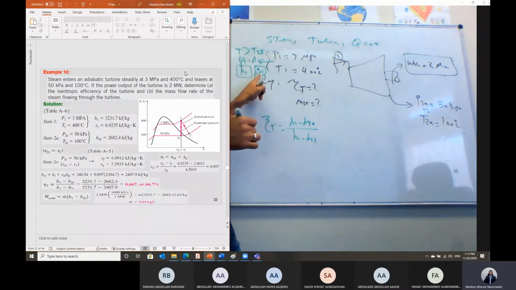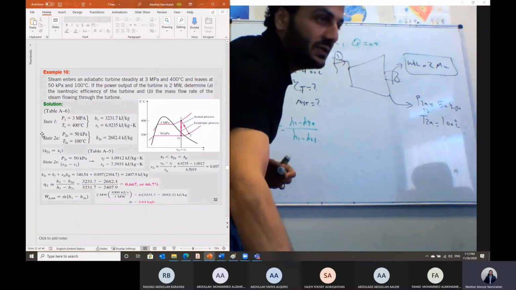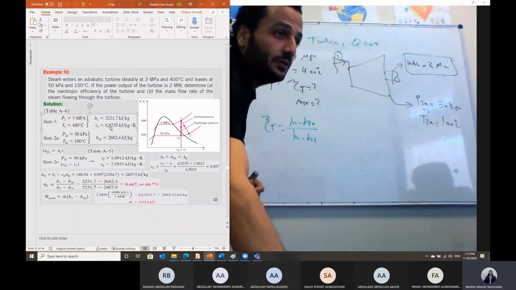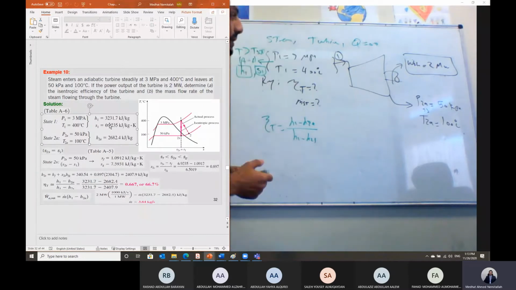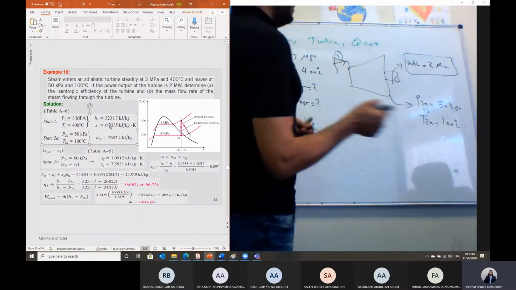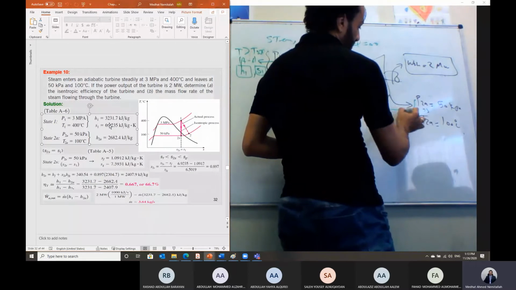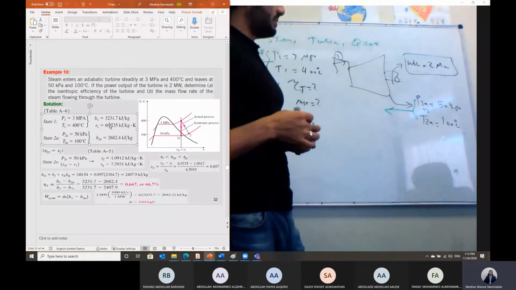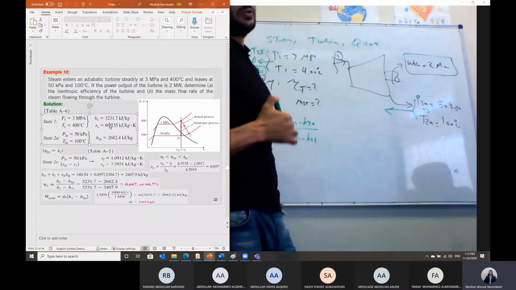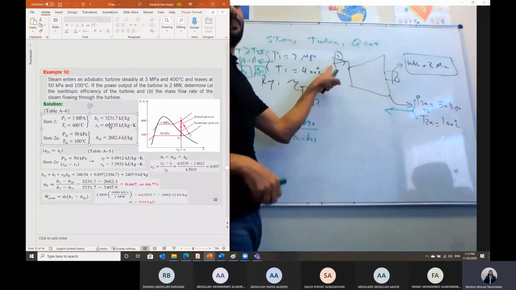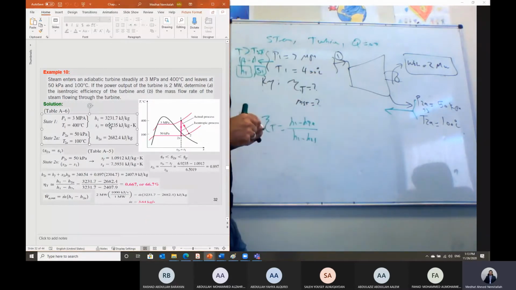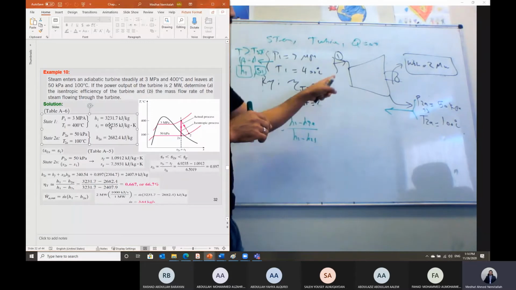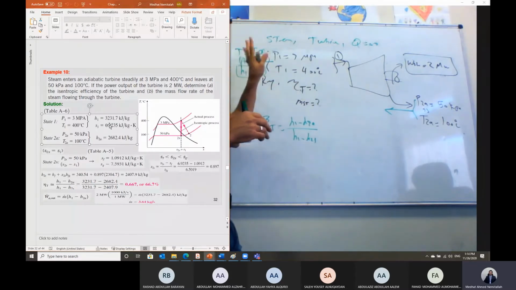S2s is the same as S1, so I need to get the value of S1 in this case. Okay, so at this pressure and temperature, I can get the values of H1 and S1. But what about the actual exit point, state 2 actual? The pressure and the temperature are both given. For the inlet condition, you don't need to check, because you are sure steam coming into a steam turbine should be superheated. You can just double check, as I said, if you want.